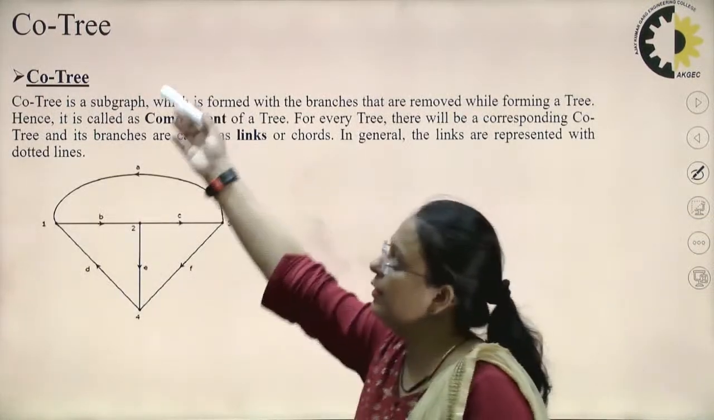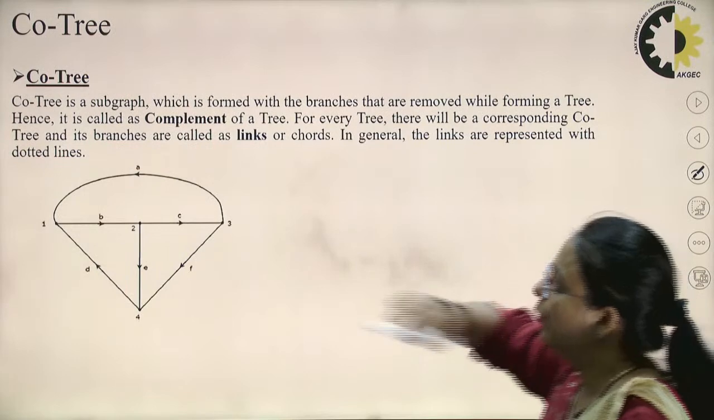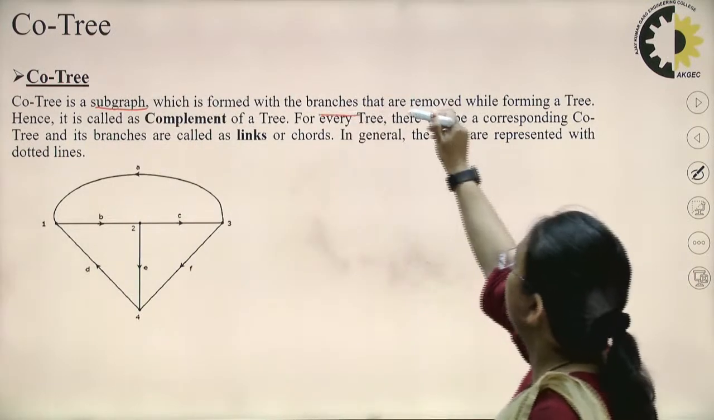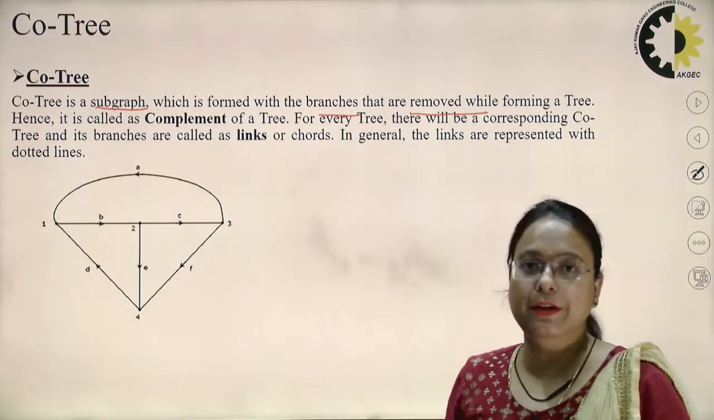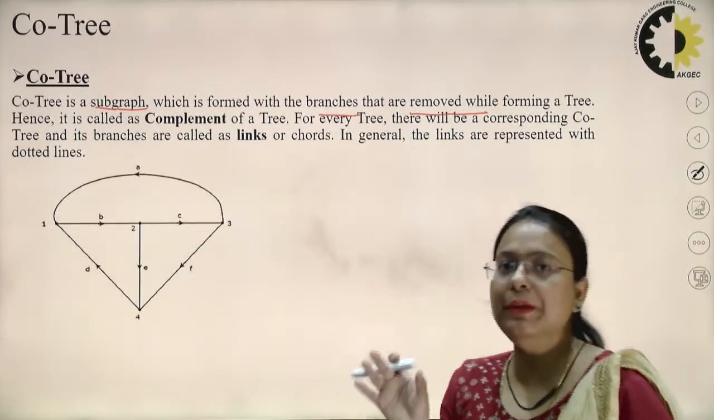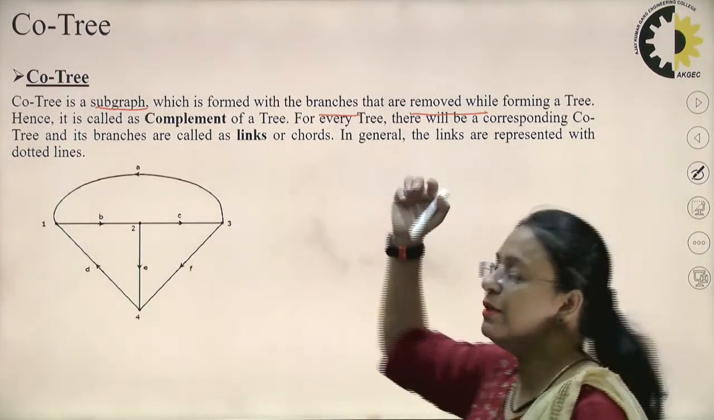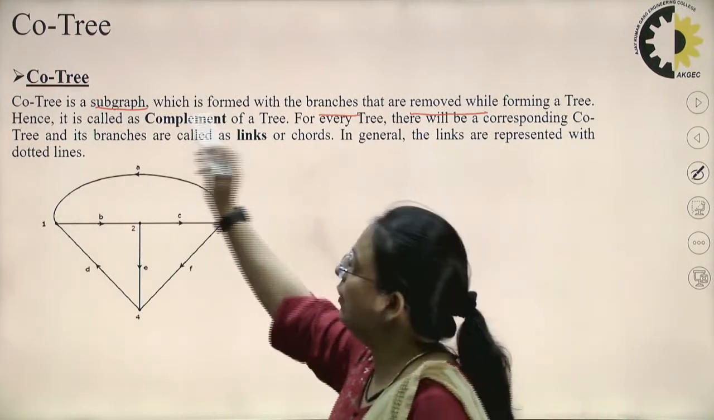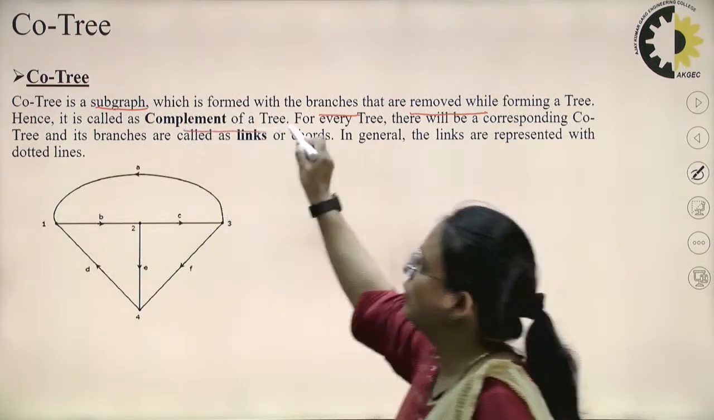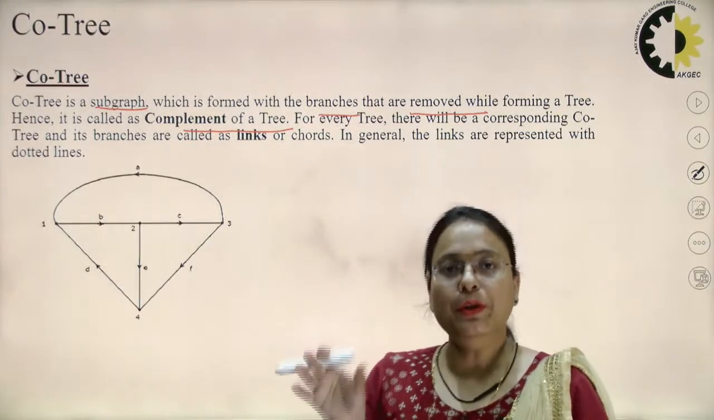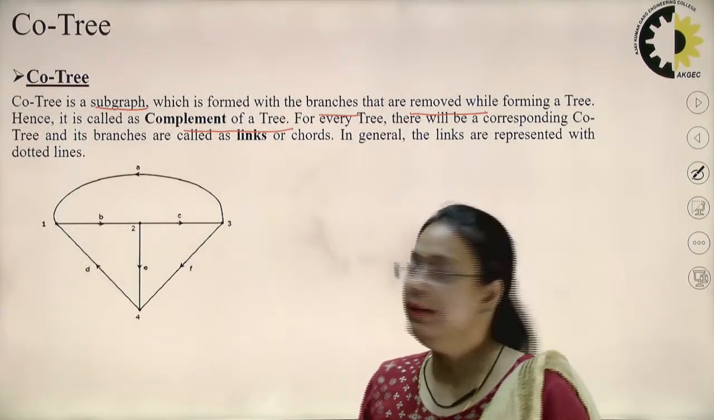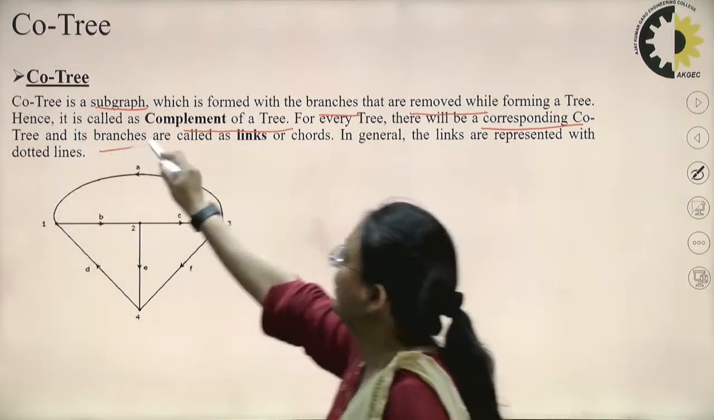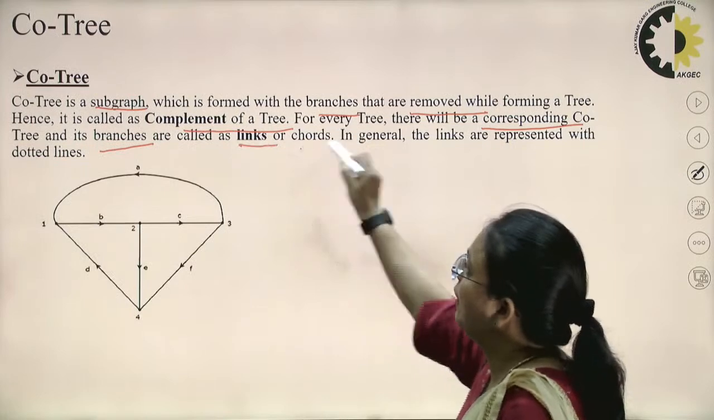Now I have already discussed the co-tree. What is a co-tree? Co-tree is a subgraph which is formed with the branches that are removed while drawing a tree. When we make a tree from any graph, the branches which we are removing, which we are not considering, will form the co-tree. You can also say that the co-tree is a complement of the tree, right? And there will be a corresponding co-tree and its branches are called links or chords.